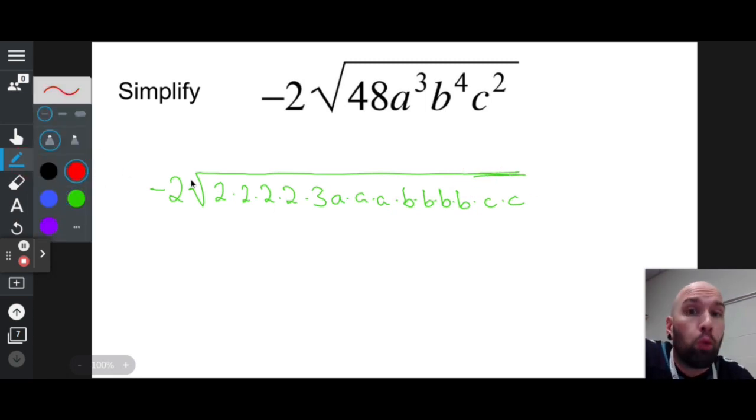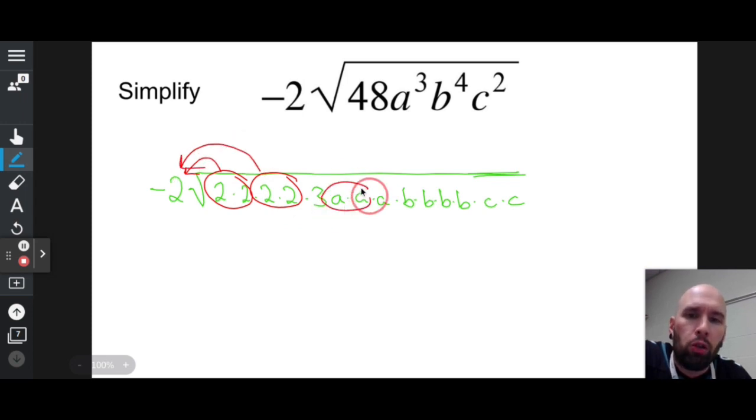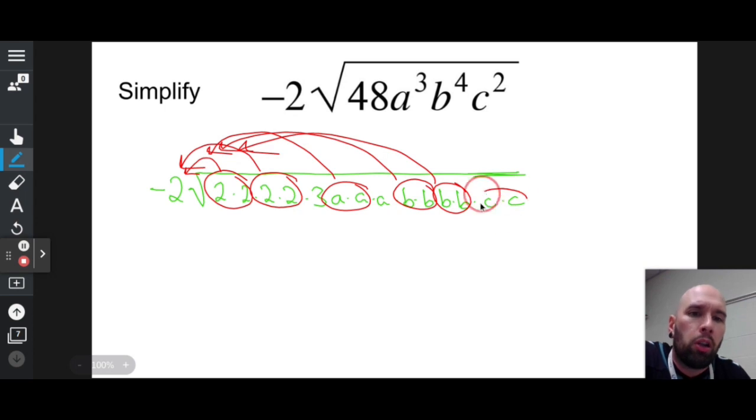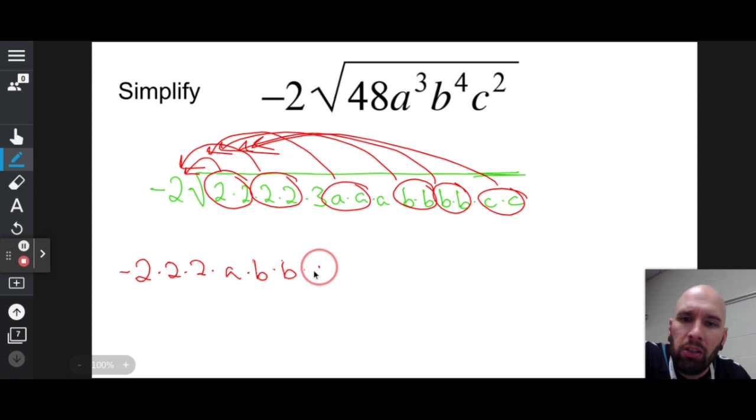Let's circle groups of 2. Circle it, bring it out. Circle it, bring it out. No 3's, circle a pair of a's, bring it out. No more a's, circle a pair of b's, bring it out. Circle a pair of b's, bring it out. Circle a pair of c's, bring it out. We already have a negative 2 living out there. We're going to bring out another 2, an a, a b, and a c.